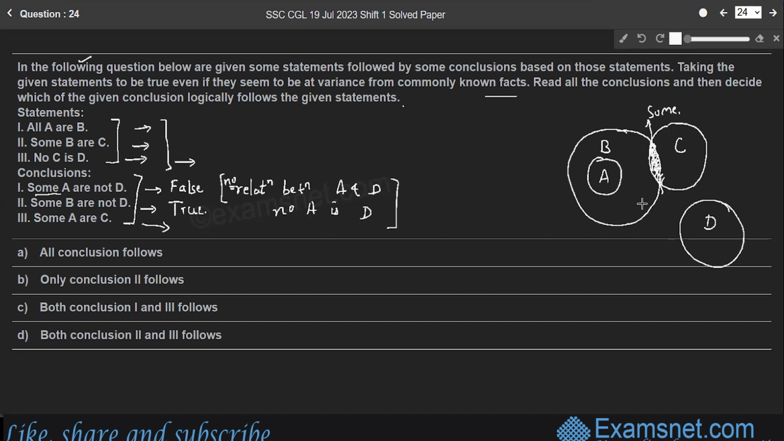And third one, some A are C. So is there any relation between A and C? No, there is no relation between A and C. Some A are C, a false conclusion. Therefore, only second conclusion follows, right? So conclusion 2 follows. Option B is the right answer.